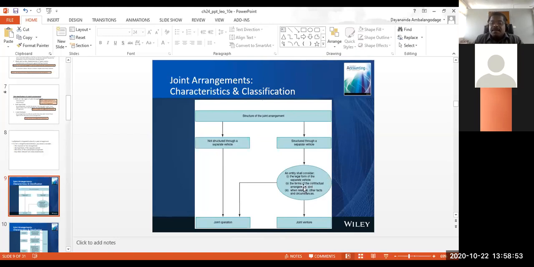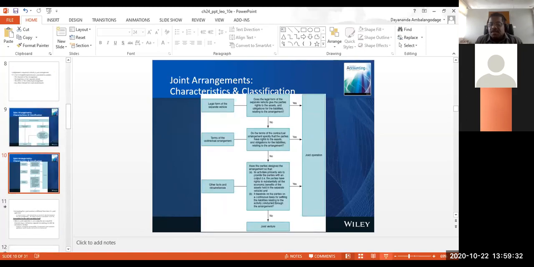Separate vehicle, term of the contractual agreement, relevant other factors and circumstances. Those are the matters we consider. Once we consider these matters, we can decide whether it's a joint venture or a joint operation. Is it clear? So what are the criteria of deciding whether it is a joint venture or joint operation? There are three criteria: separate vehicle, terms and conditions of the contractual arrangement, relevant other facts and circumstances. Is it okay? Right. Further, you can discuss it later.